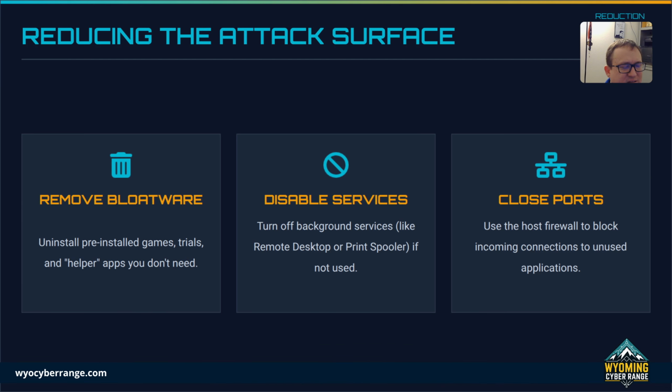So how do we practically reduce the attack surface? Well, we're going to take 3 steps. Step 1, remove bloatware. Uninstall any pre-installed games, trials, or helper apps. These are often unpatched and highly unnecessary. We're going to disable services. We're going to turn off any background service we don't use. If a server isn't printing, let's turn off the print spooler. Finally, we're going to close the ports. We're going to use the host firewall to block incoming connections to any application that doesn't absolutely need it.